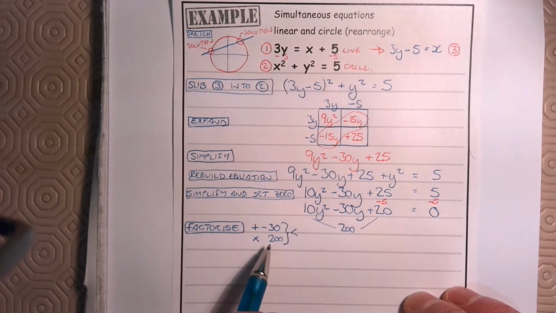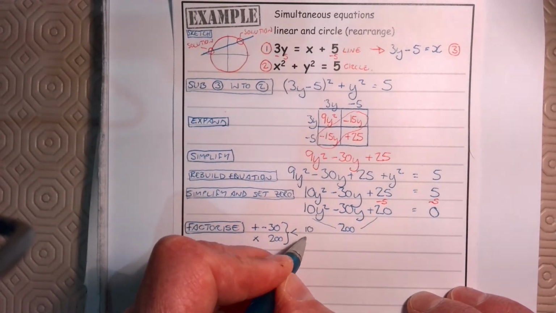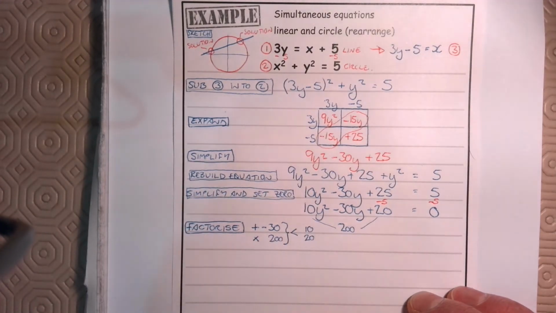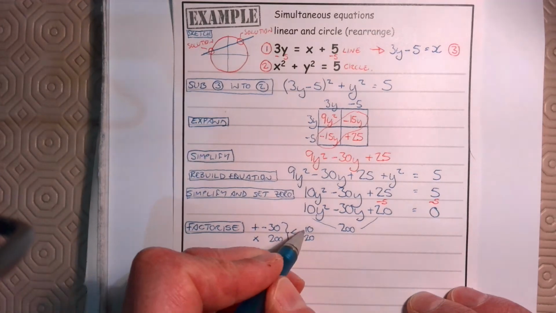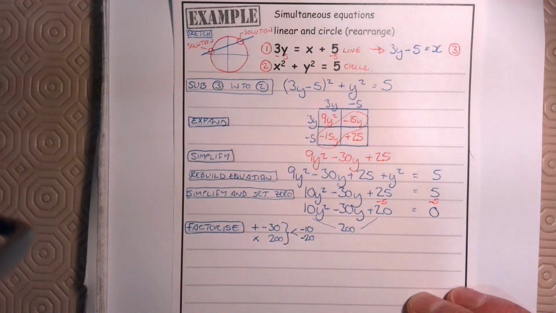What's going to multiply to 200? How about 10 and 20? So 10 times 20 gives me 200, no problem. Does it add to minus 30? No. So we're going to make both of these negative. Does it add to minus 30 now? Yes. Minus 10, so negative 10 times negative 20. A negative times a negative gives me a positive. That's going to give me positive 200. So we've got our factor pair, we are good.